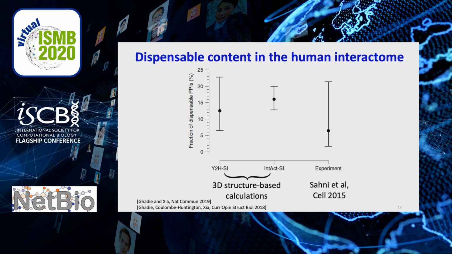We also repeated the calculation using experimental mutation edgetic typing data by Marc Vidal and colleagues, and found that about 7% of the human interactions are completely dispensable. These three estimates are all consistent with one another. After taking into account the confidence intervals, we can conclude that less than 20% of the human interactome is completely dispensable.